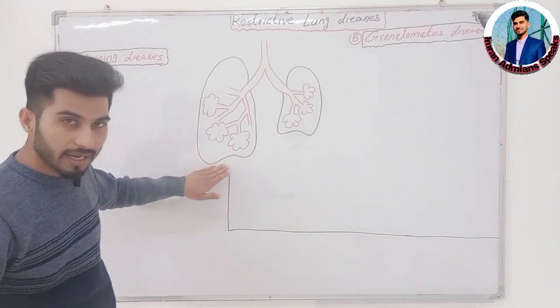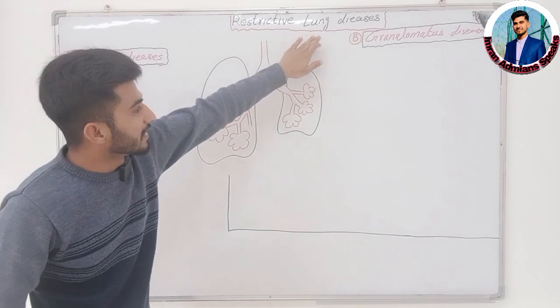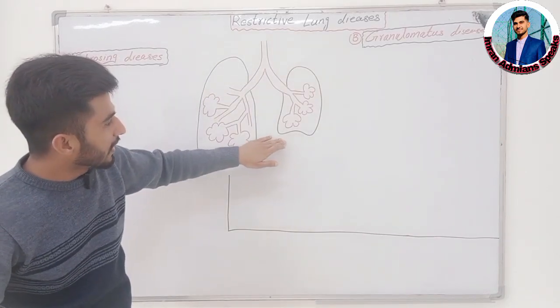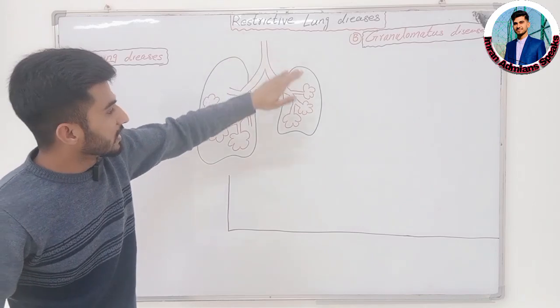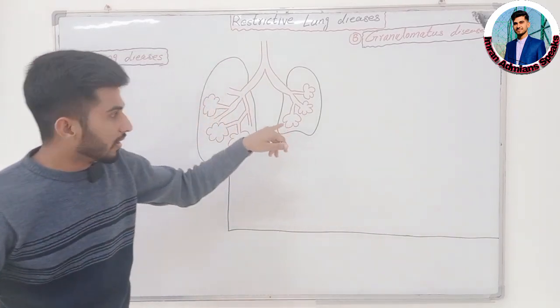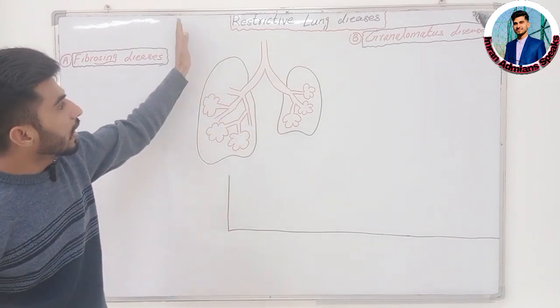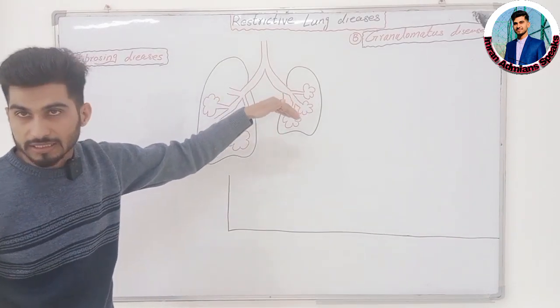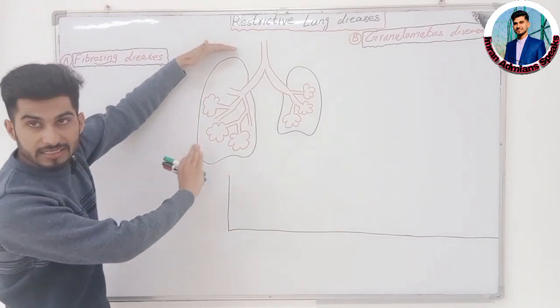This is the normal lung and this is the restrictive lung disease, in which the lungs have developed fibrosis. So this is the restrictive lung disease. In this case, the total lung capacity of the lungs decreases. So that's why air cannot move from outside into the lungs. But in this case, the vital capacity of the lung is not decreased.